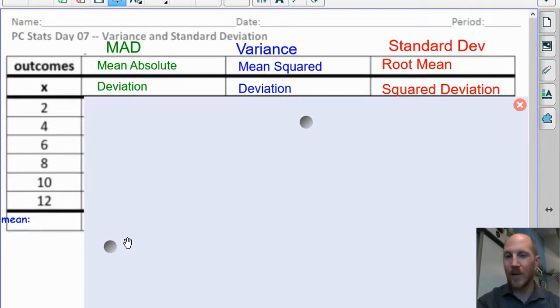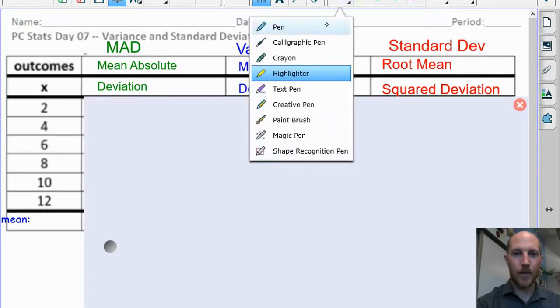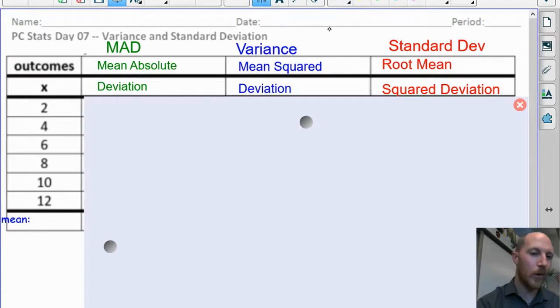So the first column, we have the outcomes. We're going to use the same outcomes that we saw in the do now. It's the values from the do now, but we're listing them here as outcomes. You could win $2, $4, $6, $8, $10, $12 from that dice game. Okay, add all of those numbers up and divide by 6 to get the average. You already did that as part of the do now, so we know that average is 7.